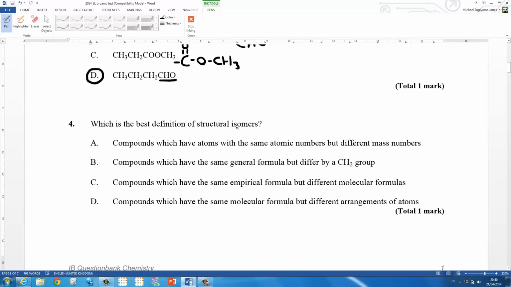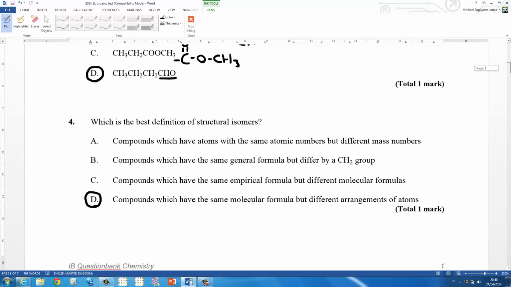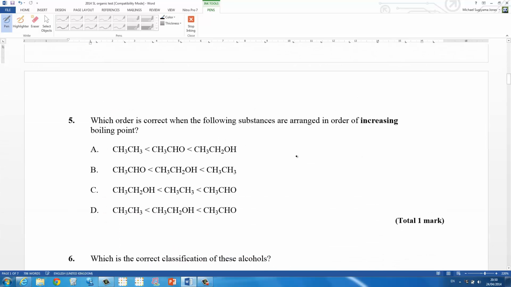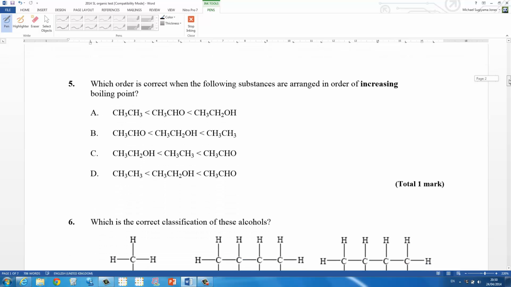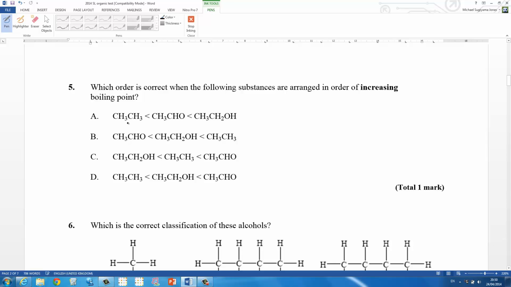Okay, definition of structural isomers. The best definition there, they have the same molecular formula, but they have a different arrangement of atoms or a different structural formula. So that would be D. So question 5 is about boiling points, and you have to think of the factors that affect the boiling point. Well, obviously here we have different functional groups. So here we have an alkane, then we move on to an aldehyde, and then an alcohol.